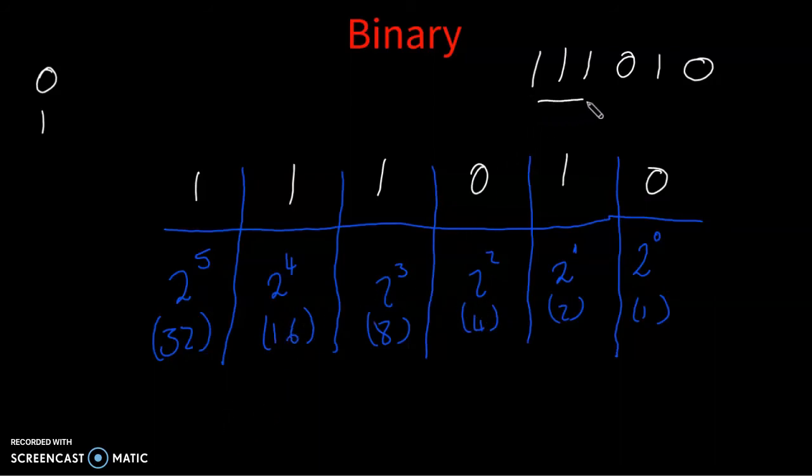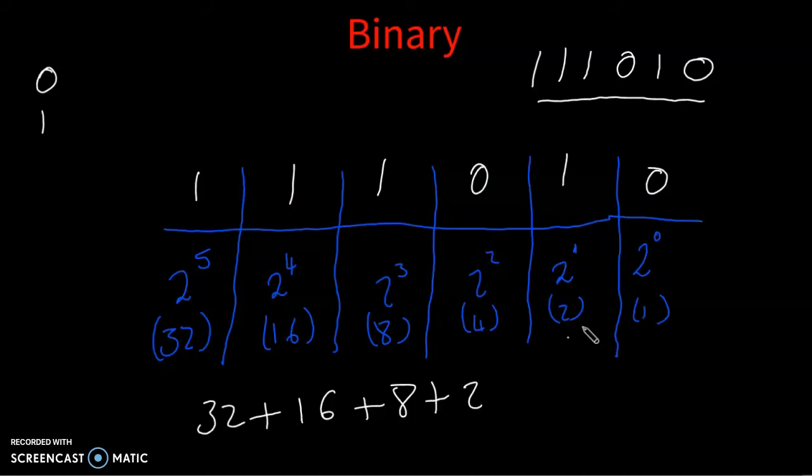If we are asked to convert this to decimal, what we are going to do is we're going to say 32 plus 16, because there is a 1 and there is a 1 here, plus 8. We're not going to add 4 because there is 0 here, but we are going to add 2 because there is 1 here. We are not going to add 1 because there is 0 also here. And then from here, we are going to add all of this.